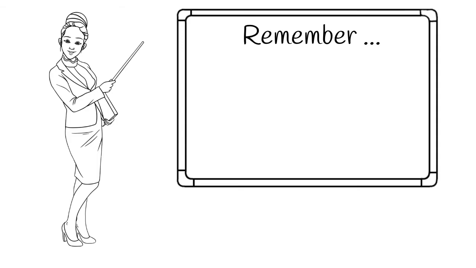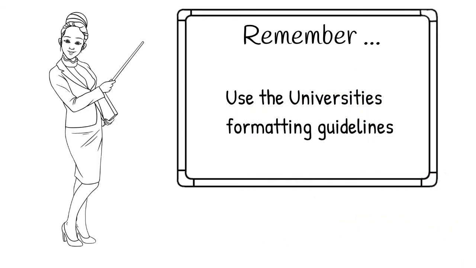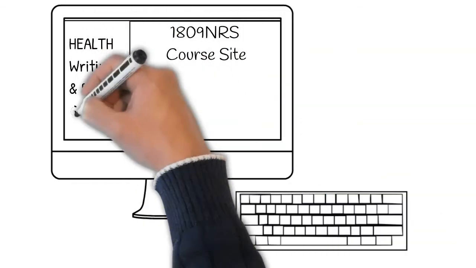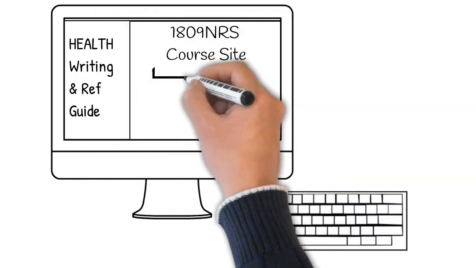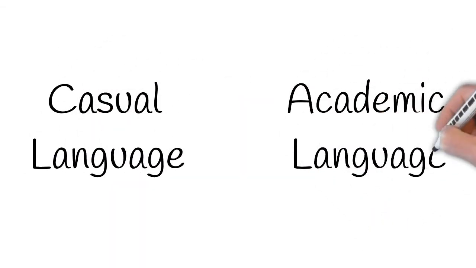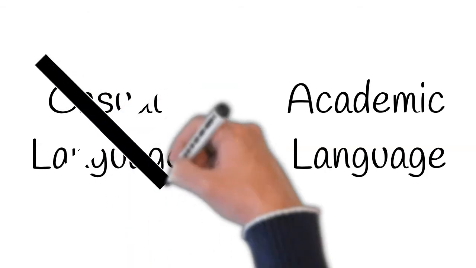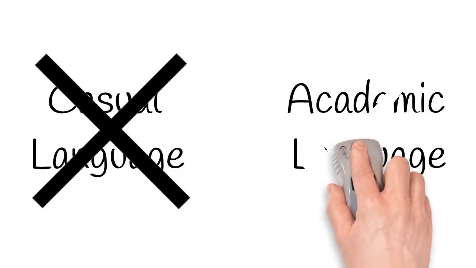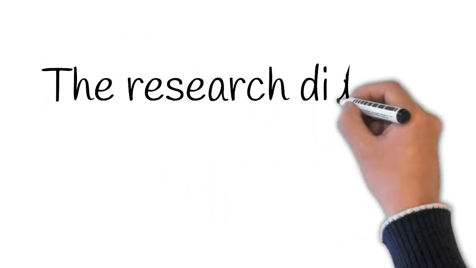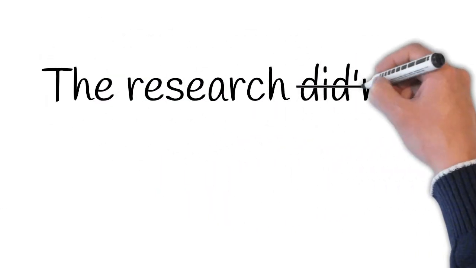Ensure that you use the university's assignment formatting guidelines, and these can be found within the Griffith Health, Writing and Referencing Guide on the course site. Try and avoid casual language and use academic language throughout. You don't have to sound super fancy and clever, just small changes are often needed. Try and replace words like didn't with did not.